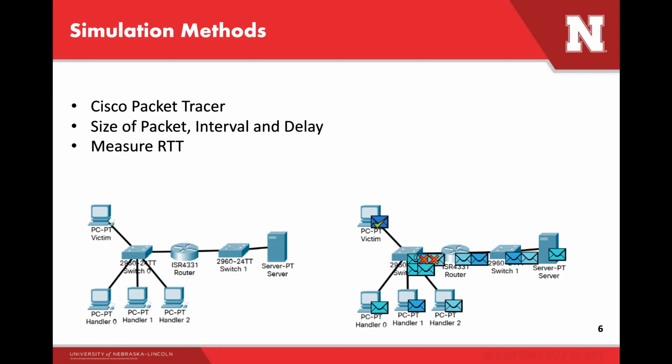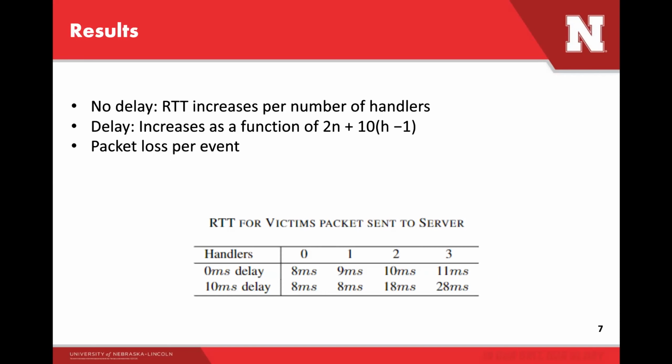Now, since we had in the simulation 3 handlers, we see in our table here, we have an 11 millisecond delay. So each time we add a handler using this delay of 0 at the start of the simulation, it adds 1 millisecond to the round trip time. However, when we add a 10 millisecond delay, you can see that it increases as a function of 2n plus 10, including h minus 1, where n is the number of links and h is the number of handlers.